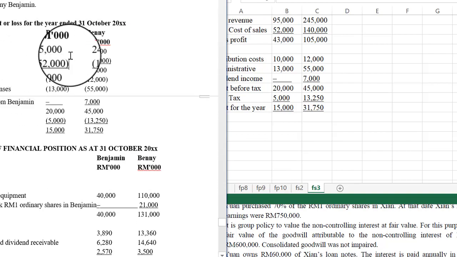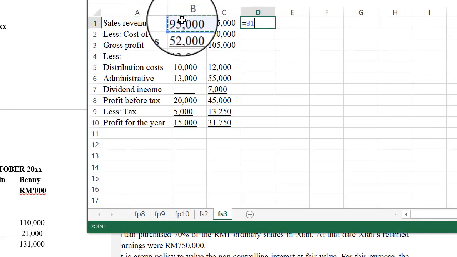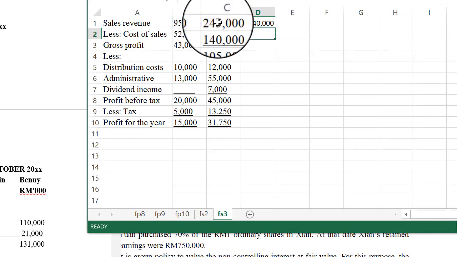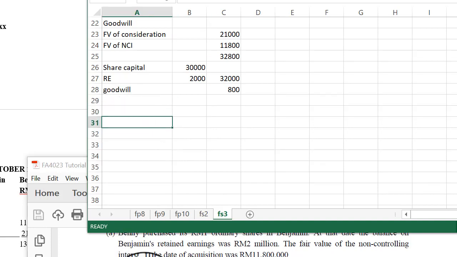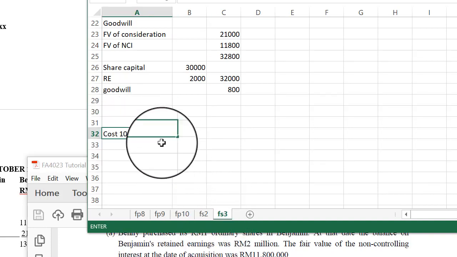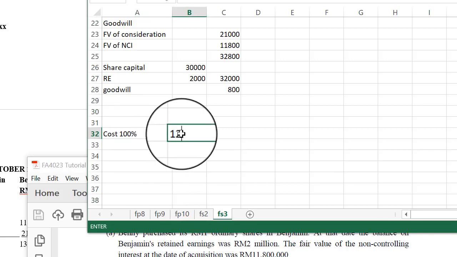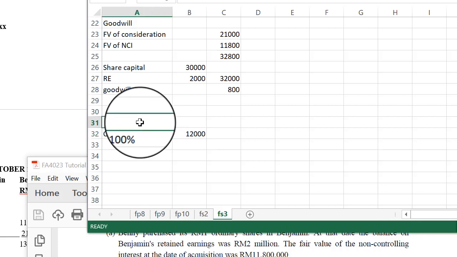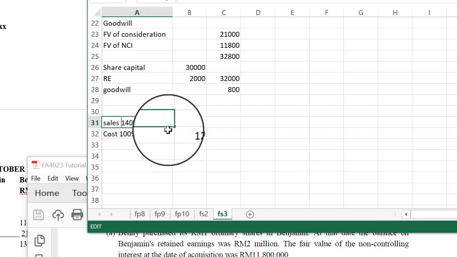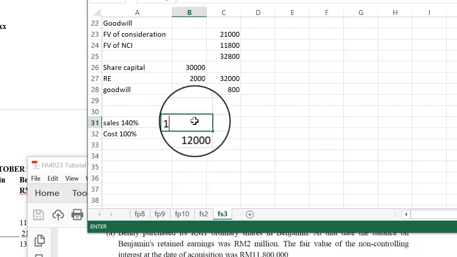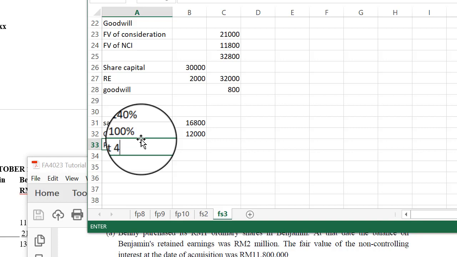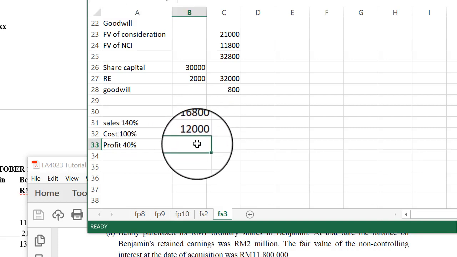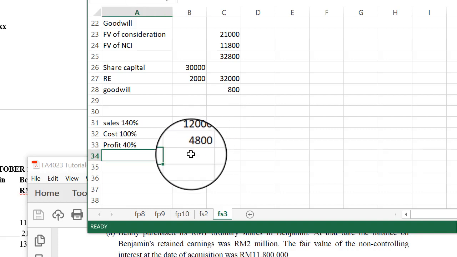Now we can calculate the sales. So if you look at this, this equals to here plus this. Now during the year, the company had intercompany transactions. So if you calculate this, cost is 100%, in which the cost is 12 millions, and cost plus 40%, so your sales is 140%. So this will be 16,800. So the total profit here, 40%, is to minus off. So you have 4,800 as your profit.